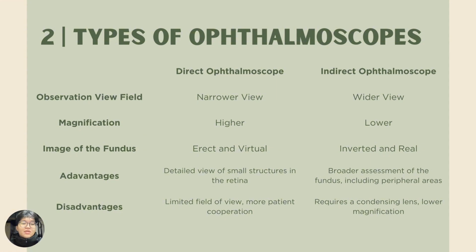Indirect ophthalmoscope. It provides a wider view of the fundus, including the peripheral areas, but offers a lower magnification compared to the direct ophthalmoscope due to its panoramic view. The image produced is inverted and real. While it allows for a broader assessment of the fundus, including peripheral areas, it requires a condensing lens to be held near the patient's eye, which can be challenging.